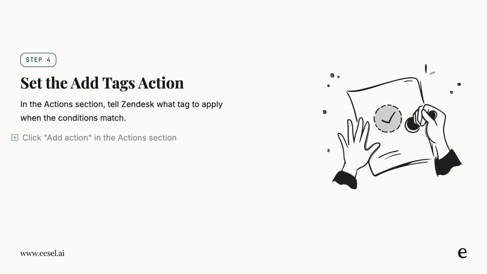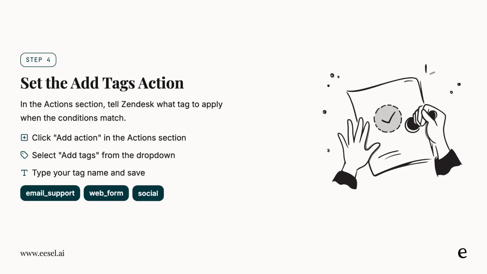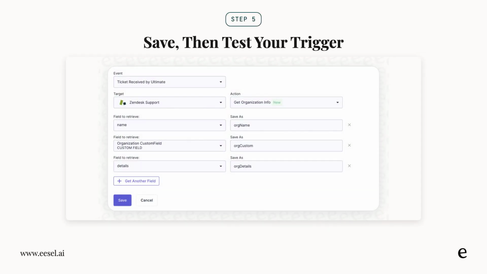Scroll to the Action section and click Add Action. Select Add Tags from the drop-down, then type in your tag. Keep tag names lowercase with underscores for spaces: email_support, web_form, or social. These become the labels your views and routing rules rely on. Click Create Trigger to save.